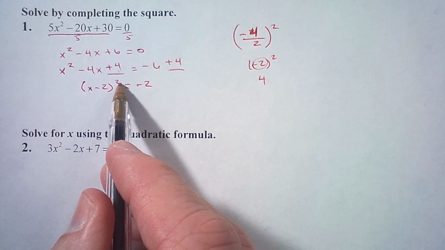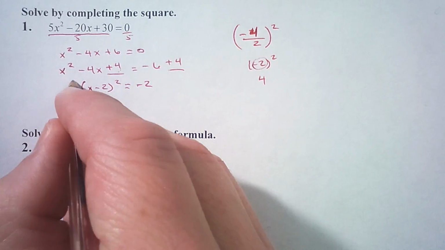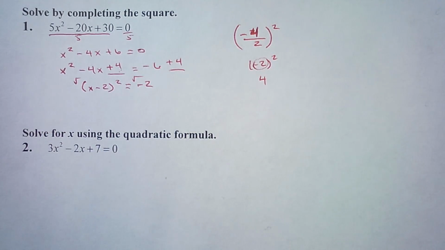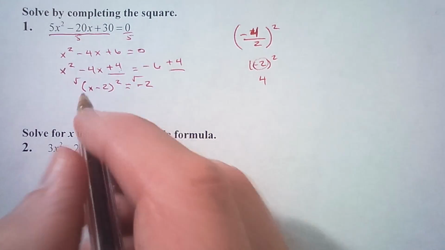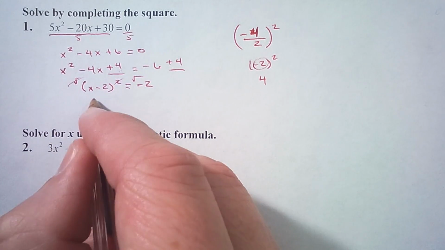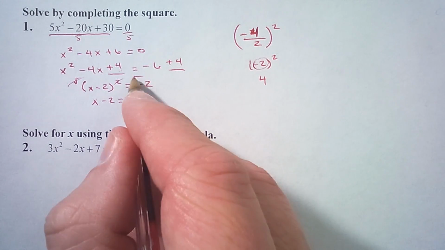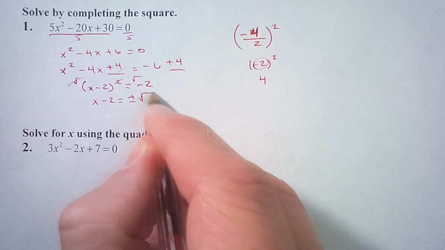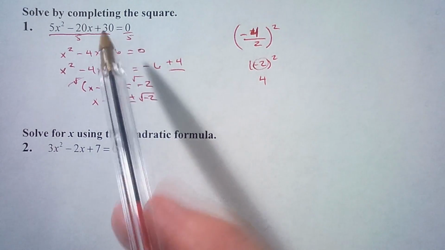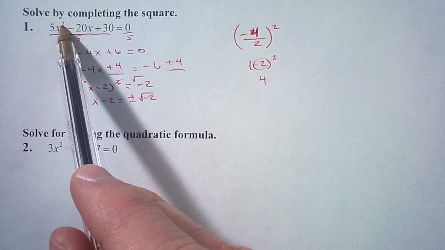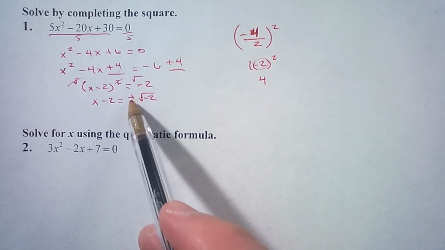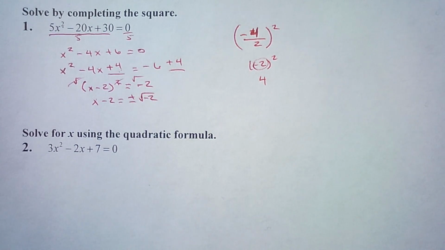We have a squared here, so to get rid of that, we will do a square root on both sides. And this cancels, and we're left with x minus 2 equals, and we now automatically have a positive and negative square root of negative 2. Remember, when you have a squared in your equation, that means you're going to get two answers. And here's how we get our two answers.